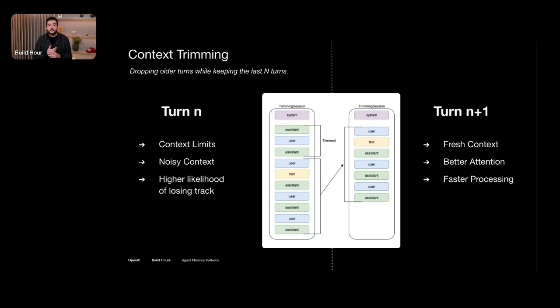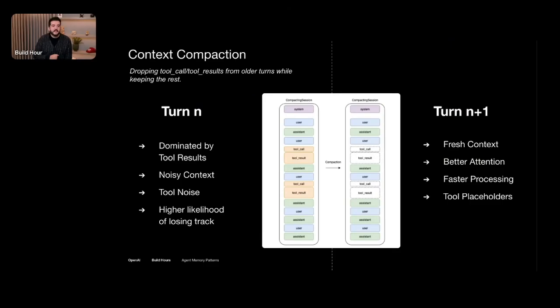Here in the turn we have limited context. It's getting noisy. There's lots of information in the context. It can be coming from a tool, user message, or different sources. And there's a higher likelihood of losing track because we are getting close to the context limit. But once we trim the older conversations, older messages, now we have fresh context. It has better attention, and you'll see that it also decreases the latency. So it basically keeps the last N messages and trims the older messages. And these are just some parameters we now have control over in context trimming.